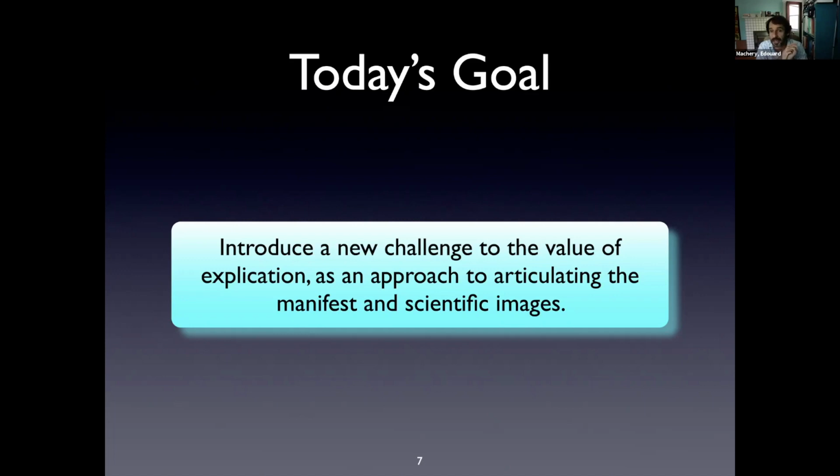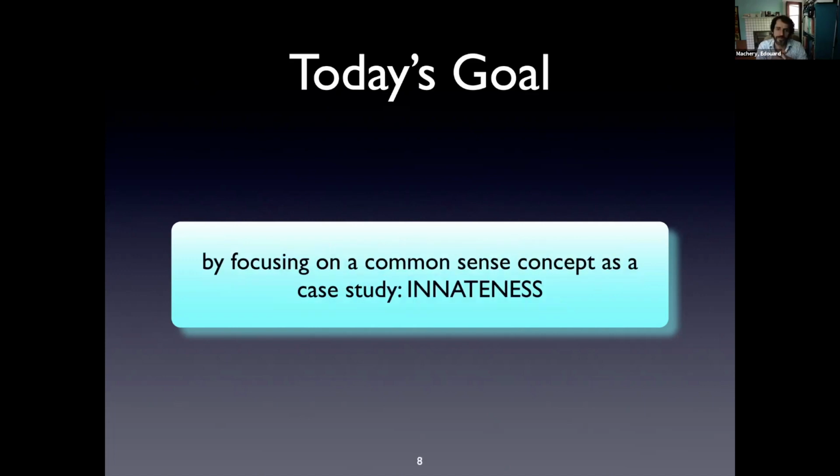explication is unlikely to be successful as a way of improving folk concepts. And as a result, it's not going to be a successful way of articulating the manifest and the scientific image. And I will do that by focusing on a common sense concept as a case study. So much of the lecture will be a case study, and the case study will be the concept of innateness. And once I've focused on that concept, I will try to abstract and draw some more general conclusions about the practice and the limitations of explication.